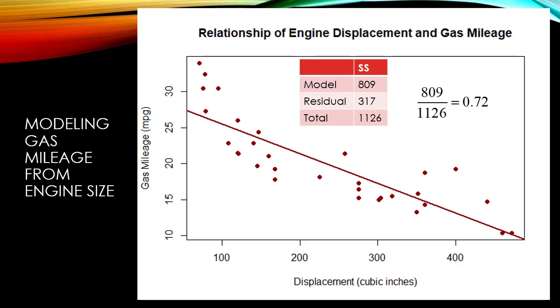So that tells me that 72% of the total variation in gas mileage from the mean can be explained by the displacement or size of the engine. This is called the coefficient of determination, and it is related to the correlation among these two variables. The correlation is negative 0.85, and if we square that, we get the coefficient of determination of 0.72.